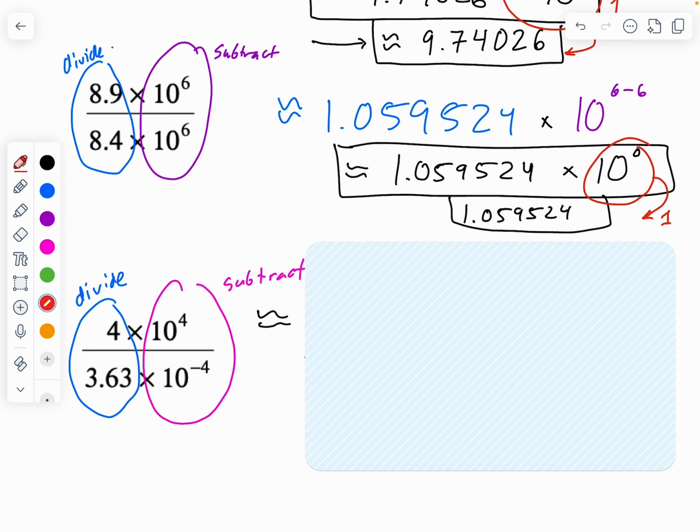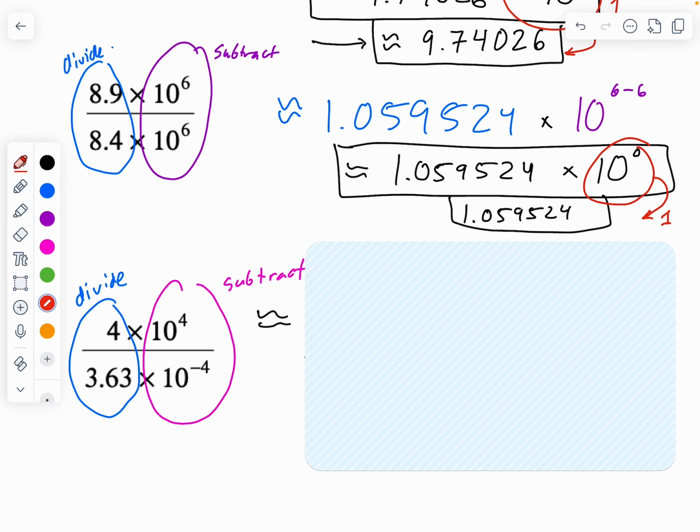Okay? Now, I'm going to give you a moment. You can definitely pause the video here, and I want to see if you can do the third example. Go ahead and try the third example on your own. Step 1, divide 4 divided by 3.63. And bad news, I think it's going to be a long distance number again. Step 2, subtract because of the quotient rule. Pausing in 3, 2, 1.